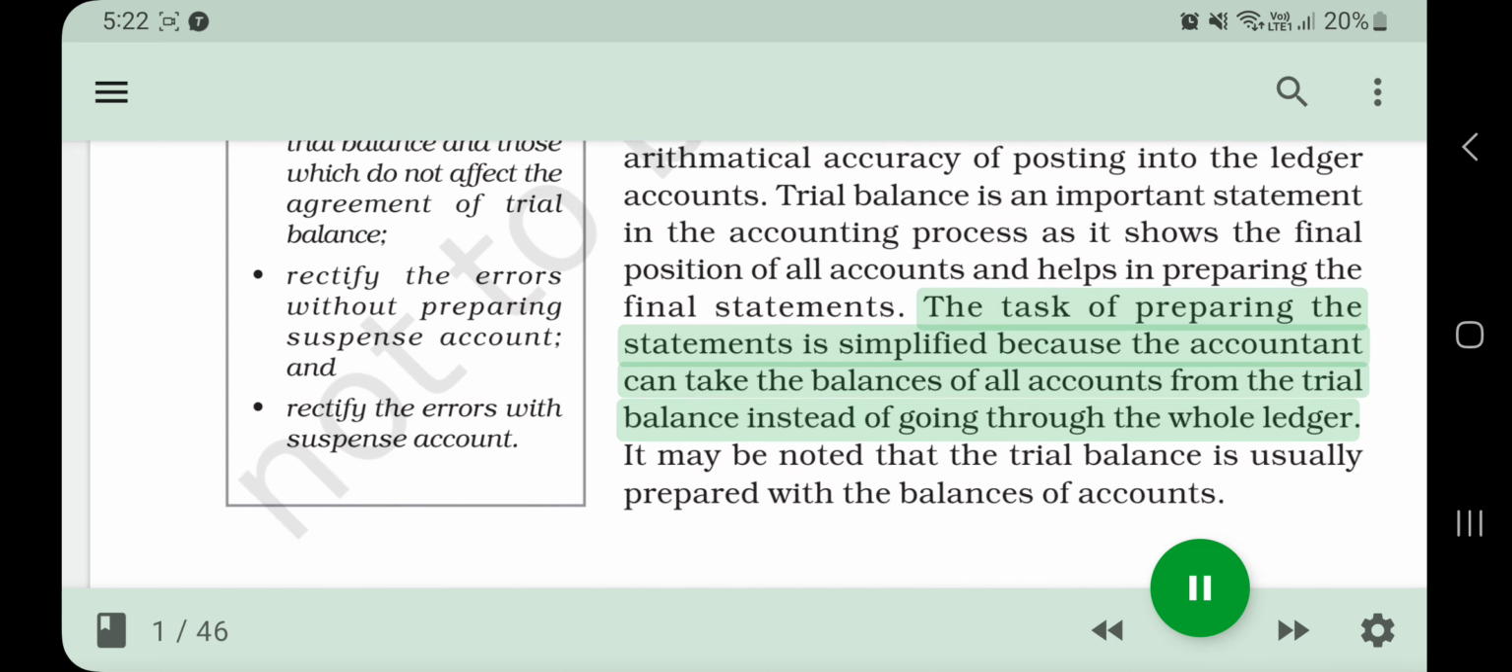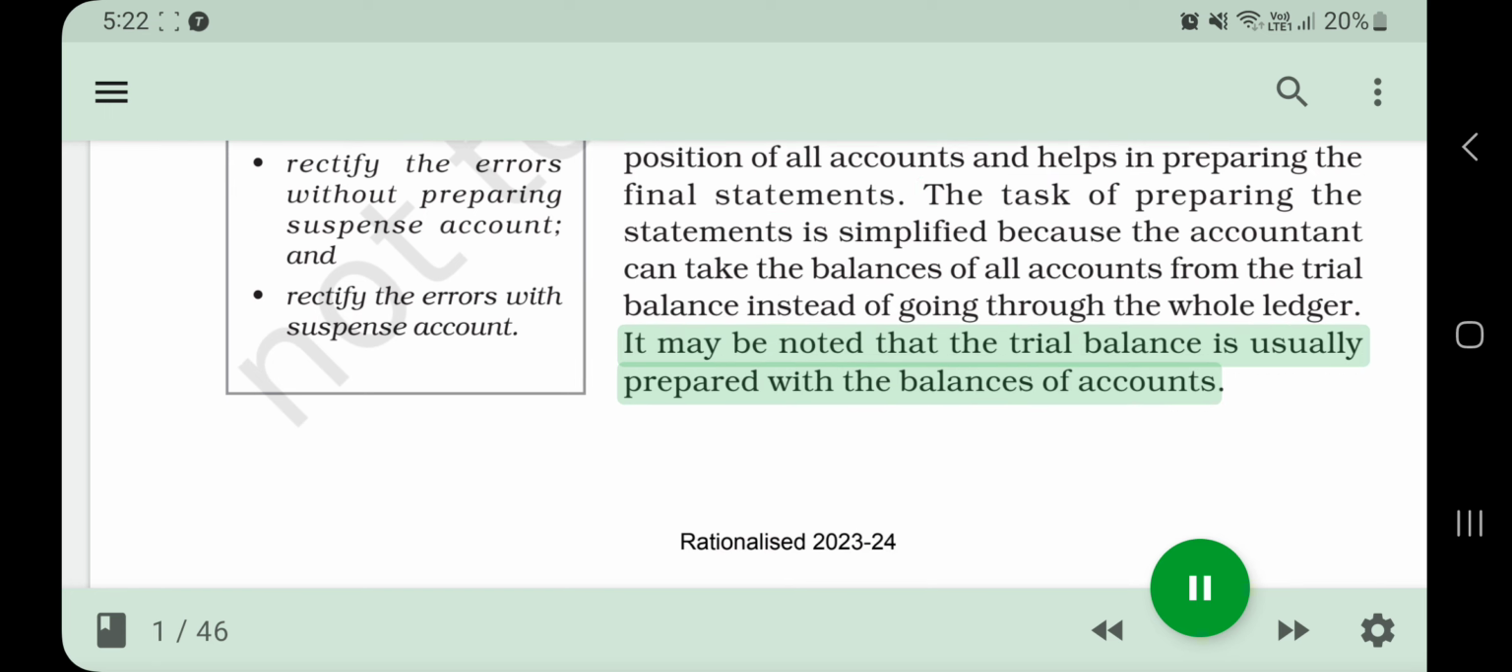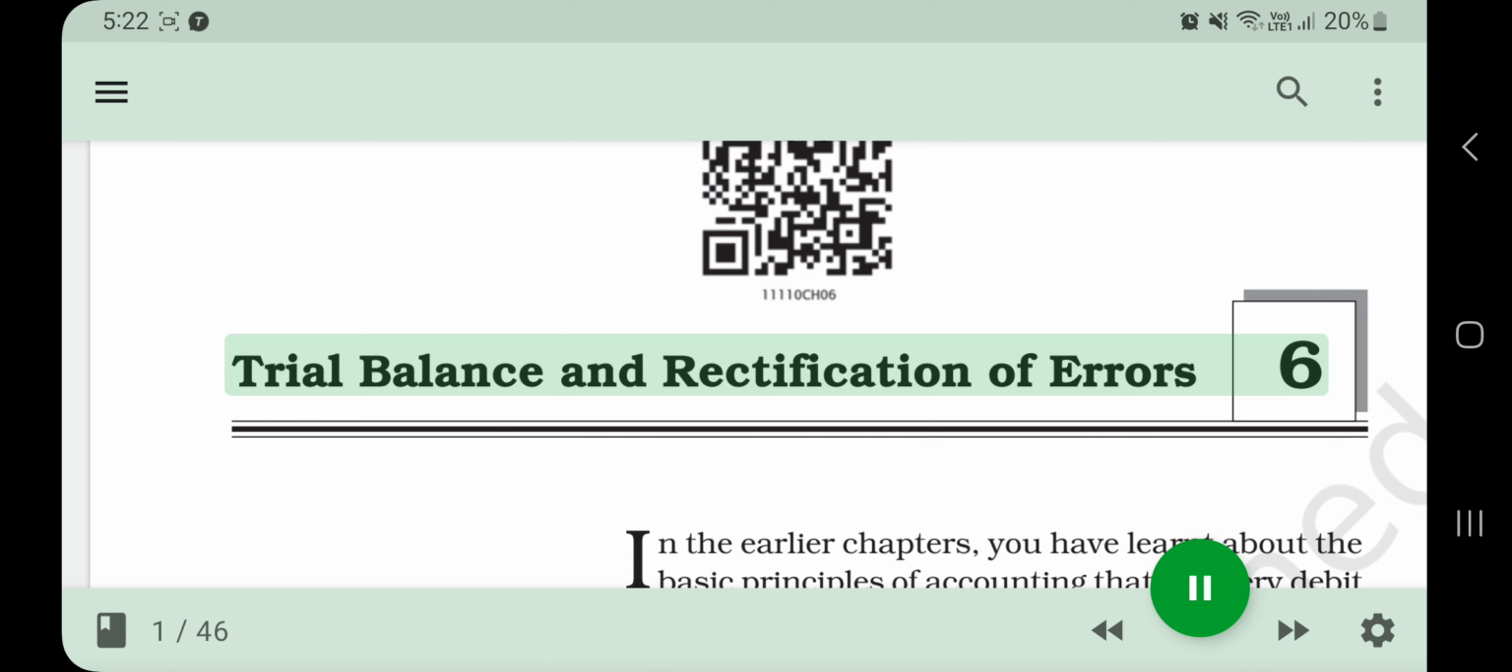The task of preparing the statements is simplified because the accountant can take the balances of all accounts from the trial balance instead of going through the whole ledger. It may be noted that the trial balance is usually prepared with the balances of accounts. Trial balance and rectification of errors.